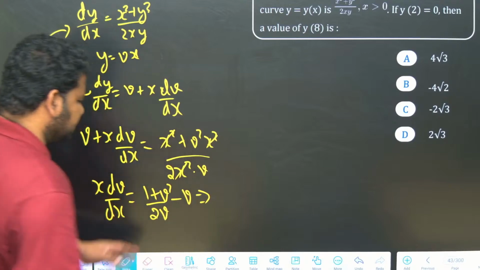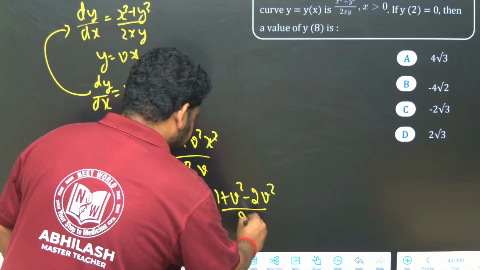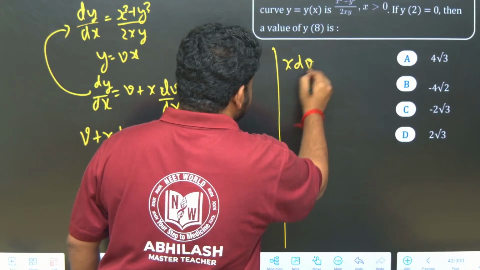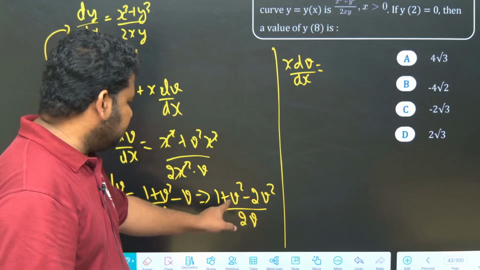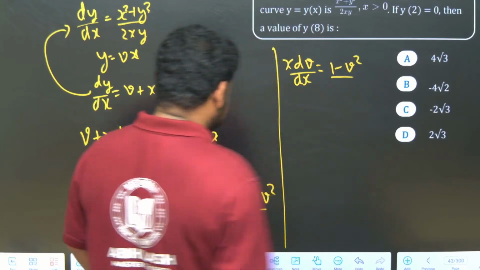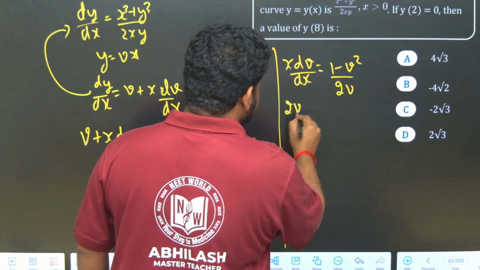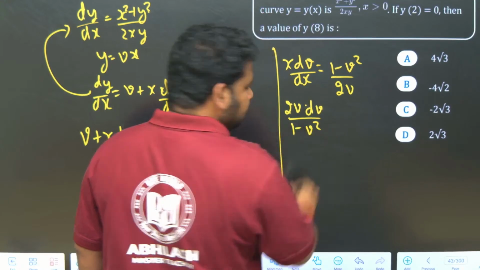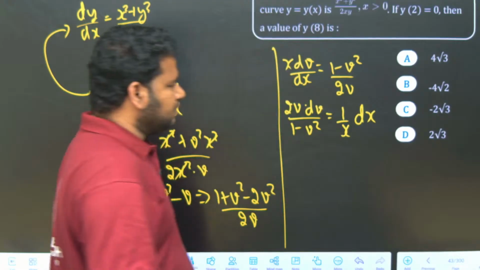So this will transform into (1 + v² − 2v²)/(2v). Let me write it here. x dv/dx will be equal to 1 + v² − 2v², which is 1 − v², divided by 2v. Now let me send it here. So this will become 2v dv divided by (1 − v²) is equal to 1/x dx.